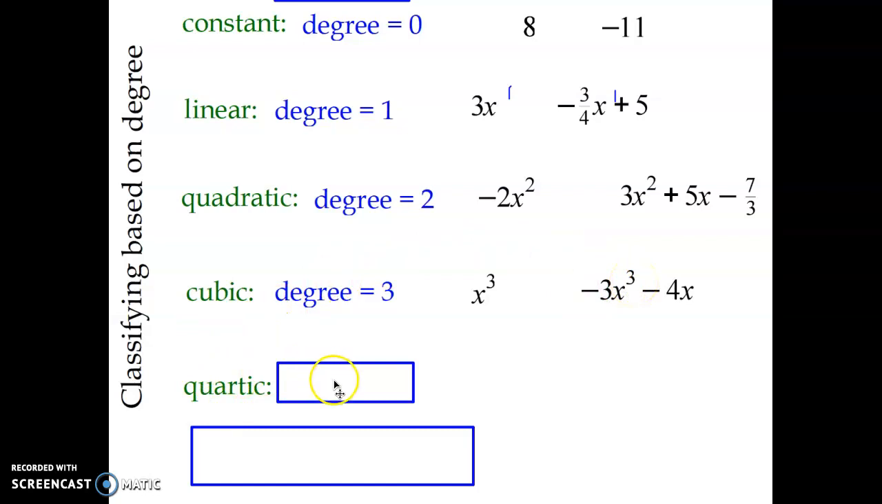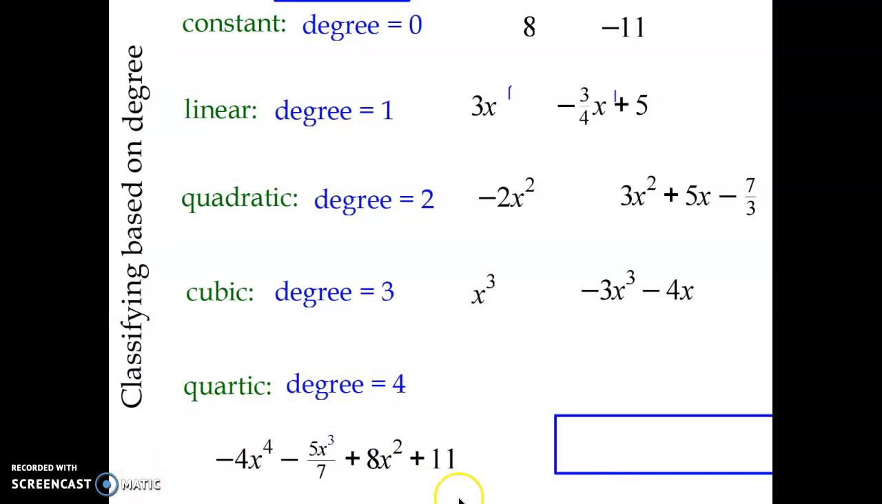And the last word you need to remember is quartic. Quartic is degree 4. If you look at that prefix there, quart, you can think about quarts of milk. There's 4 quarts of milk in a gallon, or quarters. It takes 4 quarters to make $1. So when you see quart, the degree is going to be 4.